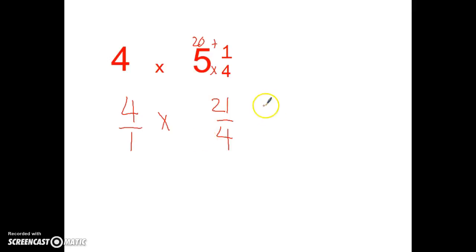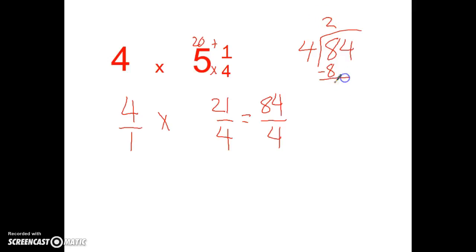So 21 times 4 is 84. 1 times 4 is 4. So I'm at 84/4. Now I'm going to change it back to a mixed number or a whole number, maybe. 4 goes into 8 2 times. When I subtract, I get a 0. Bring down my 4. How many 4s in 4? 1. 1 times 4 is 4, subtract, 0. No remainder today. So this just equals 21 wholes.